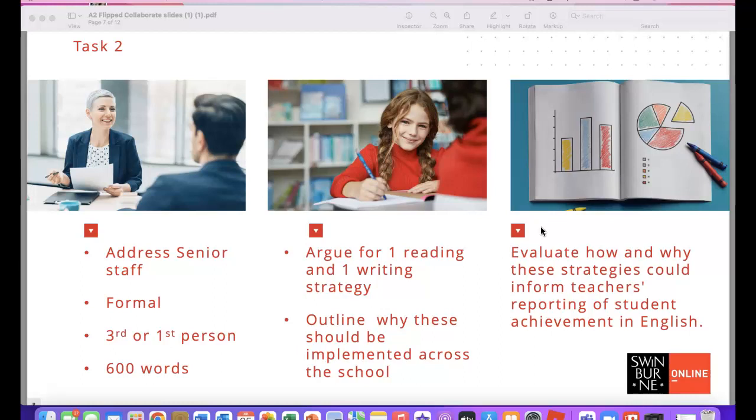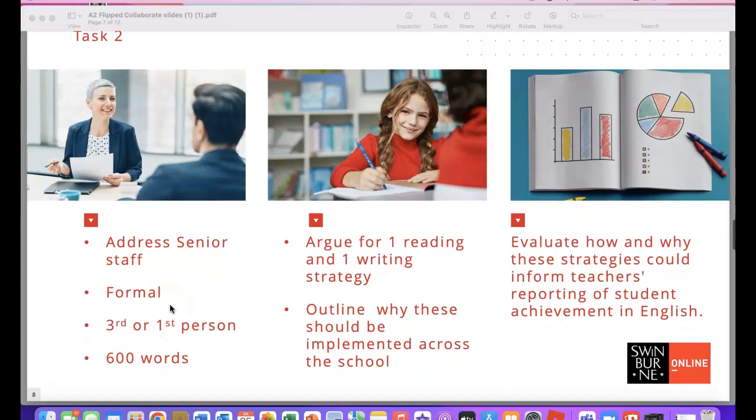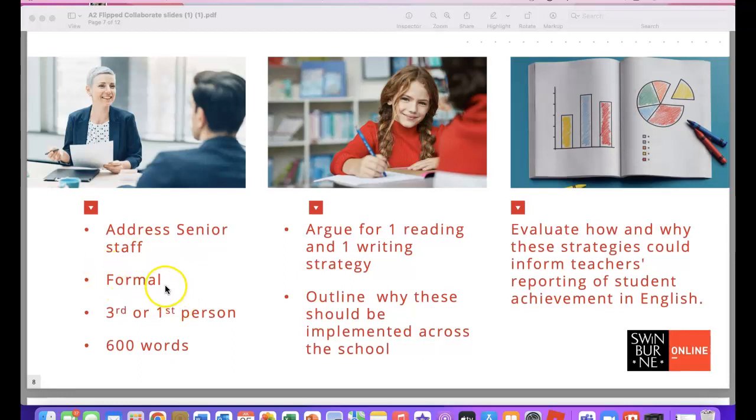Task 2 is following on from your table. You are going to imagine yourself addressing some senior staff in the school. You are going to use either first or third person. It is formal, still academic writing. Imagine yourself presenting this information. It still needs to be academically based. You're obviously going to have your resources referenced with different theory and academic research, and this is going to be worth 600 words.